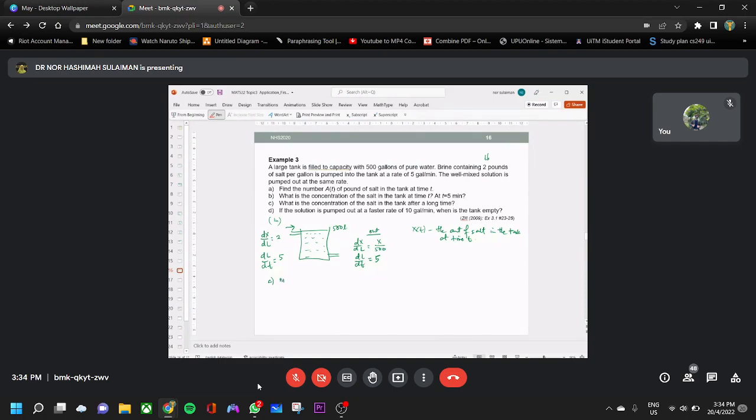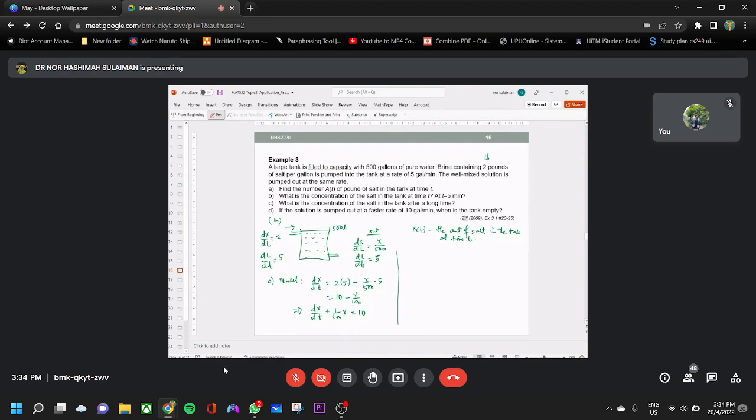Macam biasa, you need to come up with the model. I do it straight away. So you have dx/dt sama juga dengan 2 kali 5. Alright. Tolakkan dengan x over 500 multiplied by 5. Simplify, 10 minus x over 100. Right. So you have the model. The equation becomes dx/dt plus 1 over 100 x equals to 10. Okay. Alright. So macam biasalah, you nak selesaikan ni, you boleh selesai macam biasa.